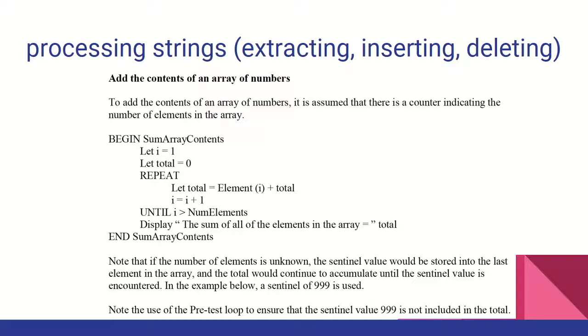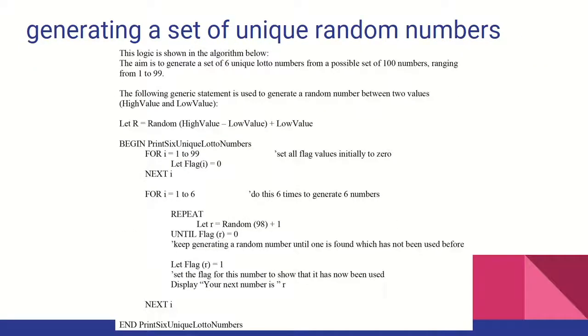It's also very important to note, if you're using a sentinel value like 999, that it's a pre-test loop. Pre-test before you enter the loop. So while number is not 999, do the loop in such a way as, well, when number equals 999, you don't enter the loop and process that value in, because that will change totals, averages, and whatnot.